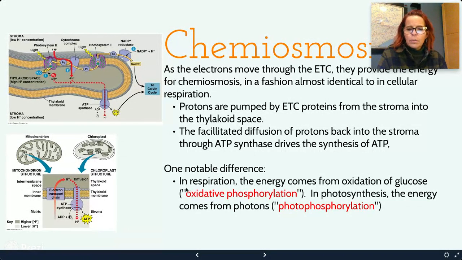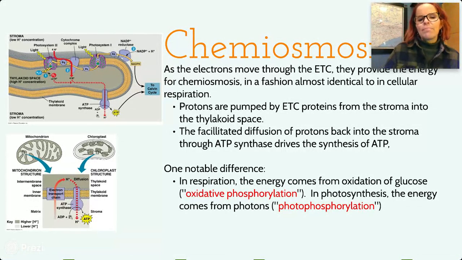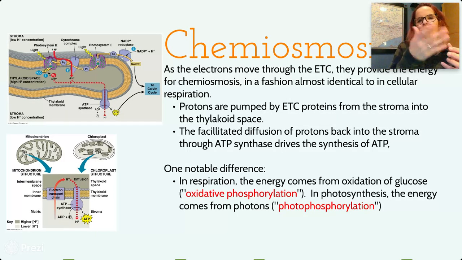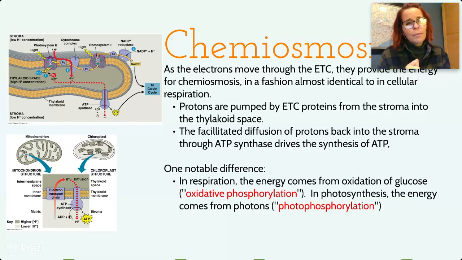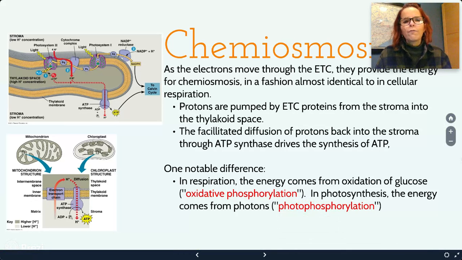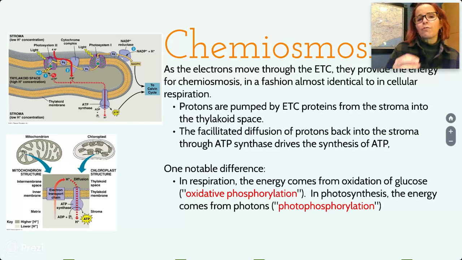One notable difference, these are ugly words, ladies and gentlemen. In respiration, which is what we talked about last time, the energy comes from the oxidation of glucose, so it is called oxidative phosphorylation. So when we break down glucose and we donate all those electrons, we are oxidizing it, and so it's called oxidative phosphorylation. Phosphorylation is when we're adding a phosphate to ADP. We are phosphorylating it. However, this time we didn't have glucose. We're trying to make glucose. So this time when we are making ATP, the process is called photophosphorylation. That's because the energy source is from light, not from sugar.